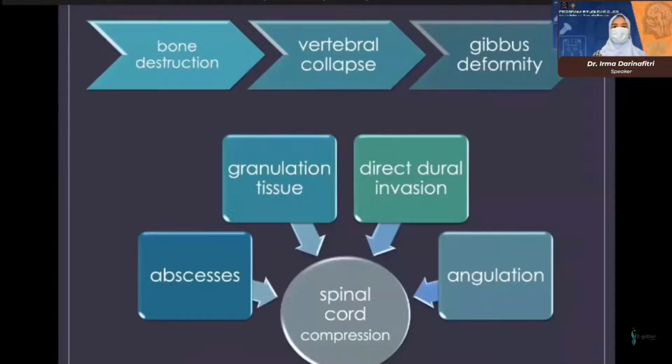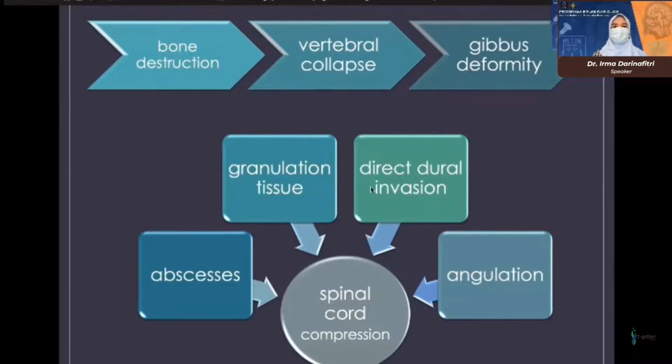The pathological spondylitis process in the end will cause bone destruction and vertebral collapse, which then continues to gibbous deformities. If it continues, it will invade surrounding structures, forming an abscess, granulation tissue, and direct dural invasion accompanied by angulation. All of this will cause spinal cord compression in severe states.